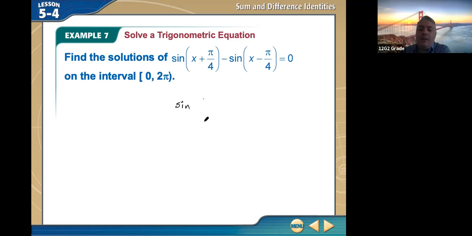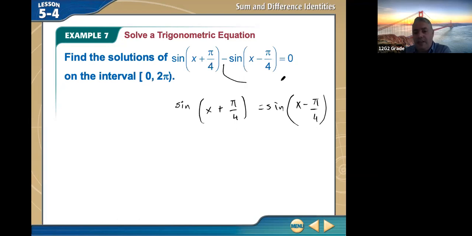Sine of x plus pi over 2. Can I say sine of x minus pi over 4? What do you think? Can we say this? Why minus? Just take the negative to the other side. Yes or no? We can. Yes. So think a bit like this, ladies.